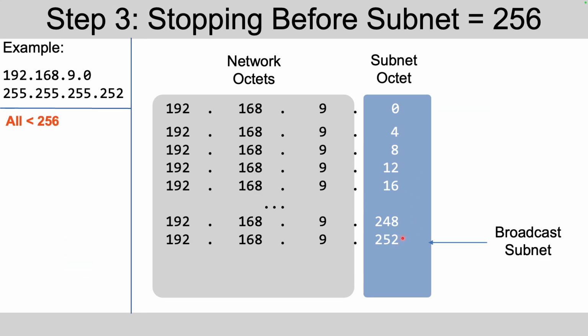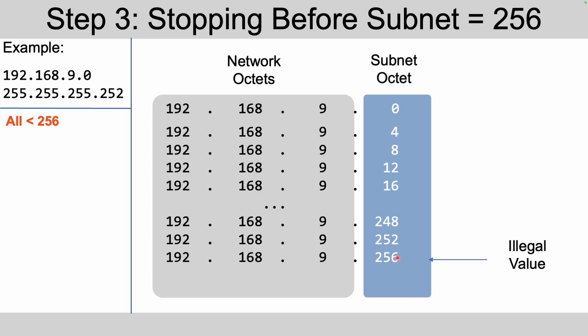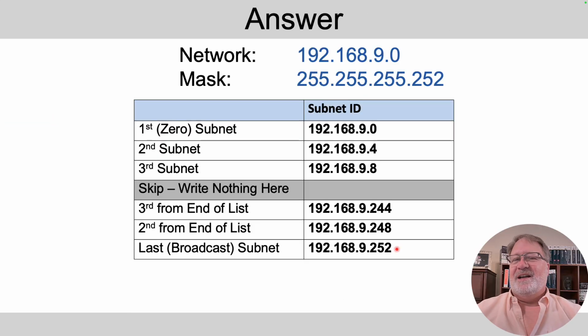We know to stop there because if you added 4 more, you'd be at 256, and these numbers can only be between 0 and 255. All right, so that's out of range. It's an illegal value. The one before it is the broadcast subnet. All right, so that gets us through the example for how to find the first 3 and last 3 numerically of that particular Class C network with that mask.